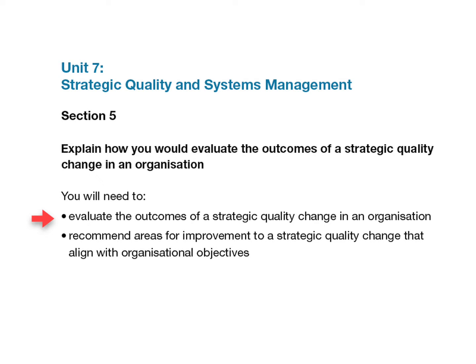On the second bullet point, again, ideally choosing your own organisation, or if that's not possible, then a typical organisation in a specific sector, you'll need to recommend improvements to the actual change itself, not the quality activity that it has generated. This could include the way the change was identified, analysed and researched, the decision-making process, the objectives, the planning, the implementation and the monitoring.